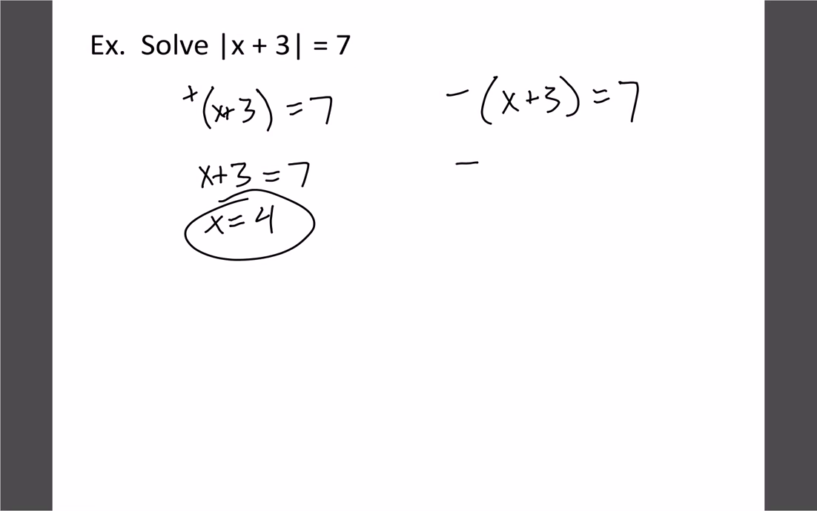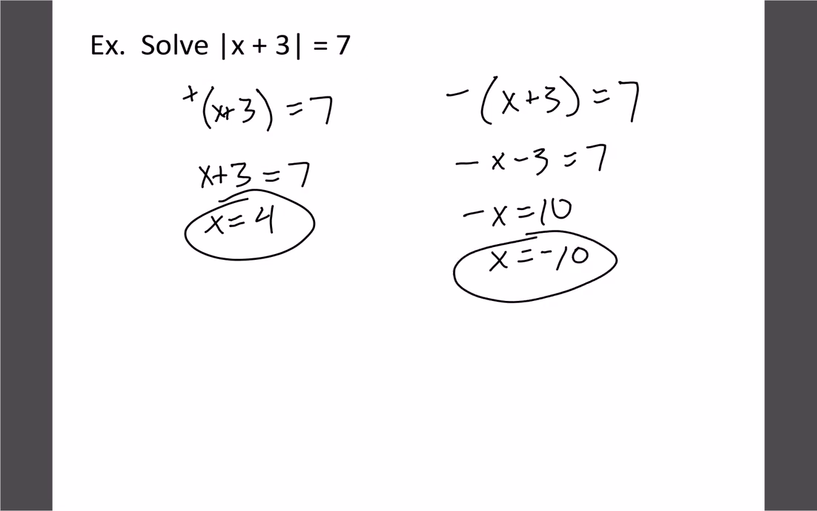Let's do the same thing with the other one. So the minus on the brackets will make it minus x minus 3. Add 3 to both sides. Divide by the negative 1. So we get negative 10. So we have two different answers. Let's plug them both back into the original.